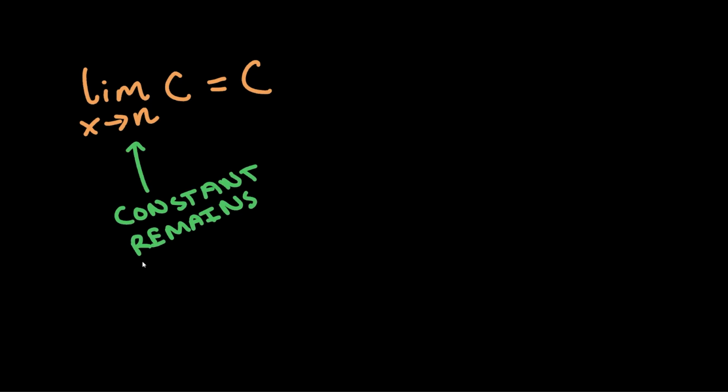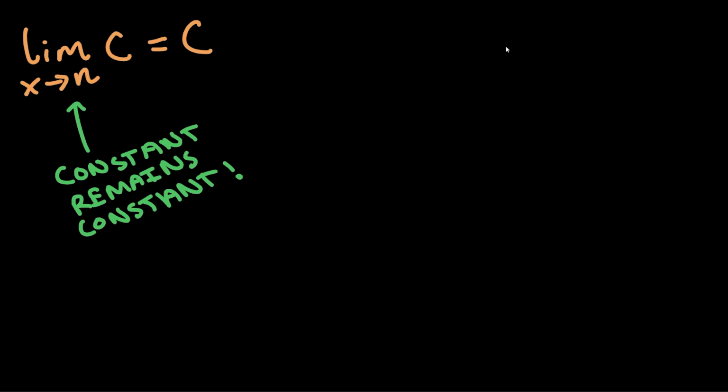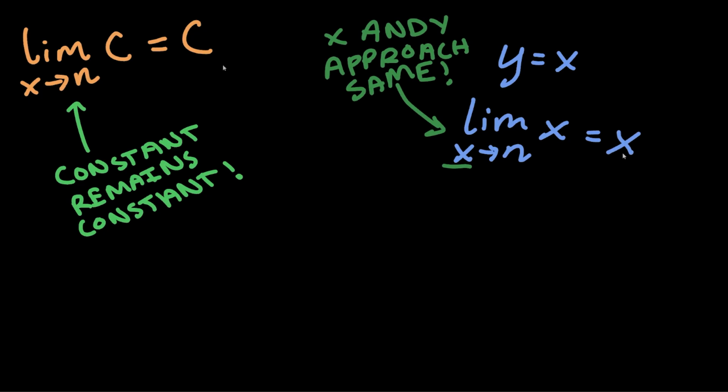So what are some of the key takeaways that we've learned today? Well, we've learned that the limit as x approaches any number of some constant c equals the constant itself. And this makes sense because a constant, guess what, remains constant. We also took a look at the y equals x rule of limits. And that rule says if we take the limit as x approaches a number of y equals x, then we get the same value out. Sorry, that's x and y, not x, Andy.